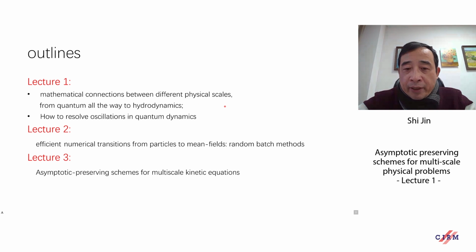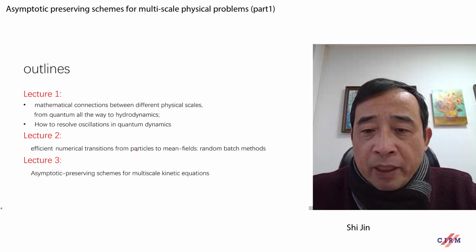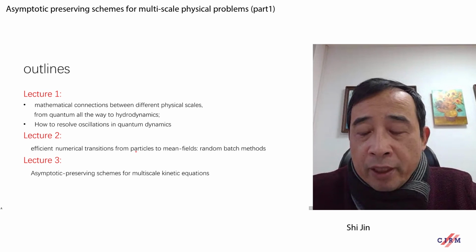And then second part, I will concentrate on this so-called semi-classical quantum mechanics. I talk about how do we numerically resolve oscillations in quantum dynamics. And in the second part, I will mostly concentrate on the transition from classical particles to mean field. That's the regime between microscopic and mesoscopic, right? How to pass numerically from, say, Newton's equation to kinetic equations.